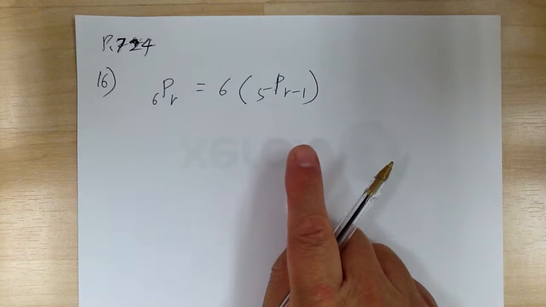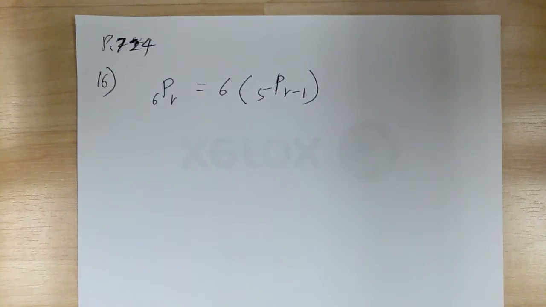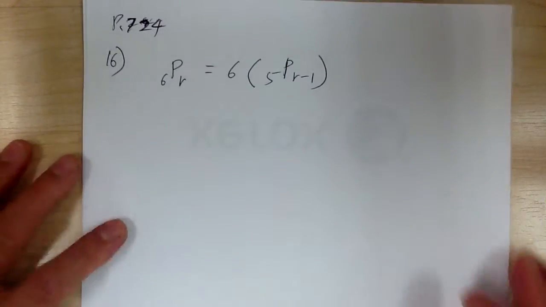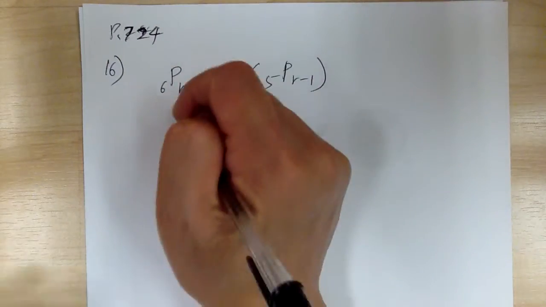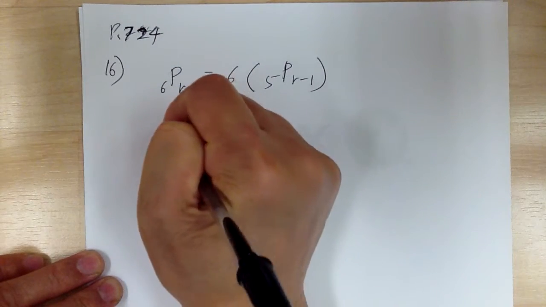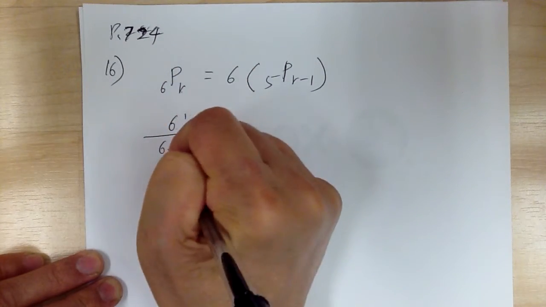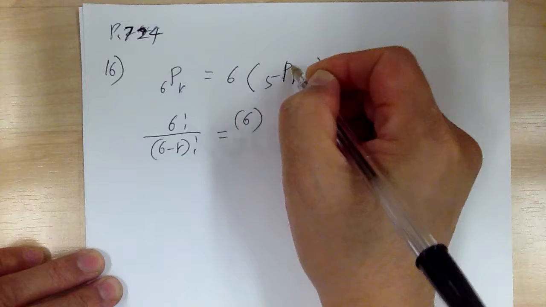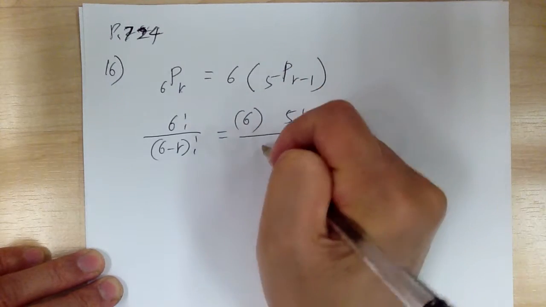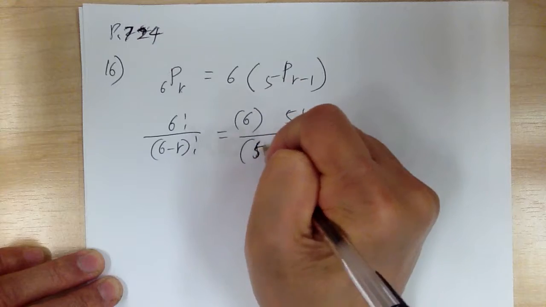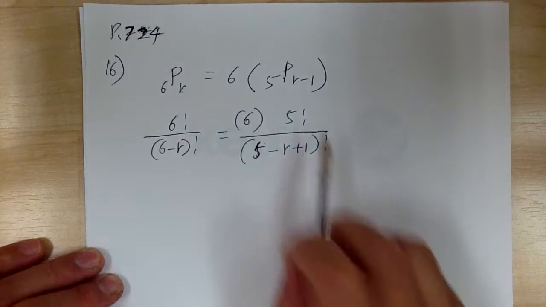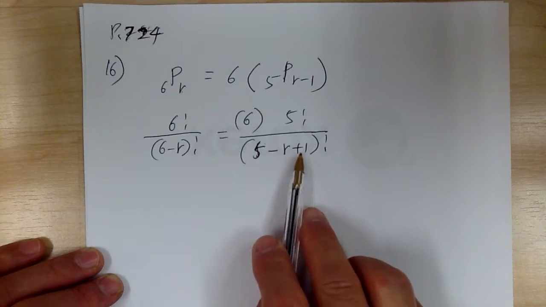So to do the proof, you have to apply the definition from page 723. You have to use a factorial to work it out. So 6PR will equal 6 factorial over the difference, so it will be (6 minus R) factorial. This one over here would be 6 times 5P(R minus 1), which is 5 factorial over 5 minus that, so it would be (5 minus R plus 1) factorial. Right? It's this minus this, and you have to change sign.